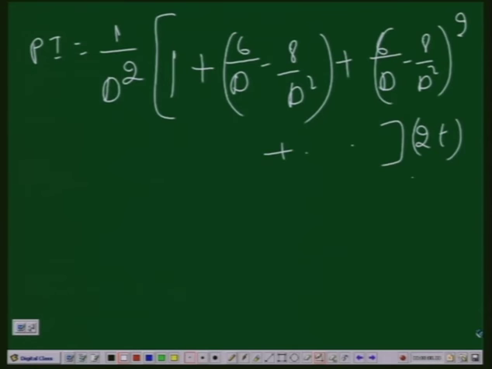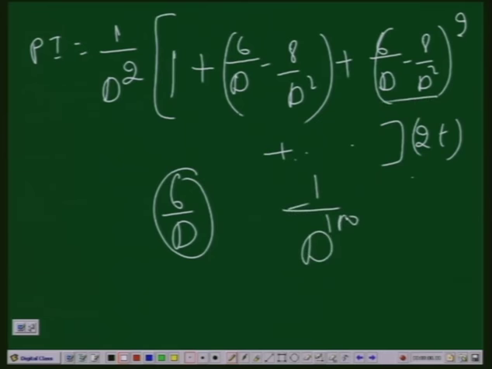But here, what does 1 by d represent? This 1 by d represents integration. 1 by d square represents integration. Here you have d cube term, d to the power of 4 term. You have terms like this, 1 divided by d to the power of 100. So there are infinite number of terms. All these represent integration. I cannot ignore.